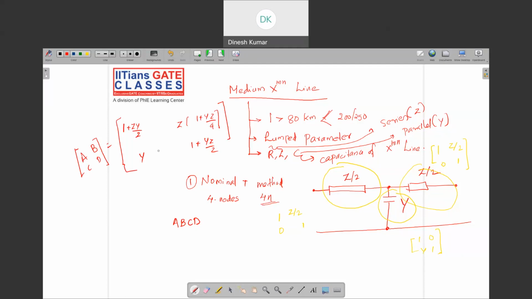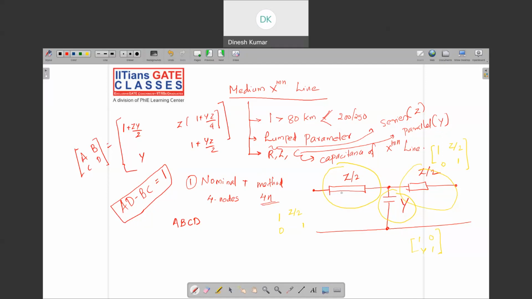Now we can check whether your derivation is correct. AD minus BC, if you compute it, will be 1. So if you multiply A into D minus B into C, you will get 1. That is one of the important properties of a transmission parameter: AD minus BC will be 1. Now, this is basically the nominal T method of representing.